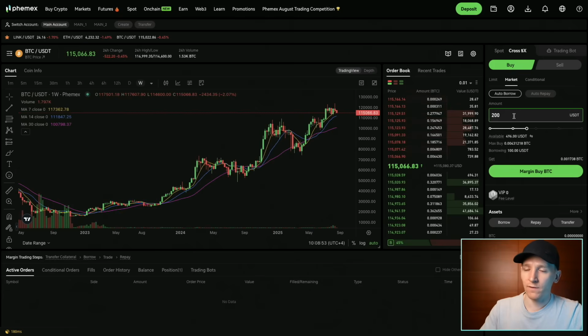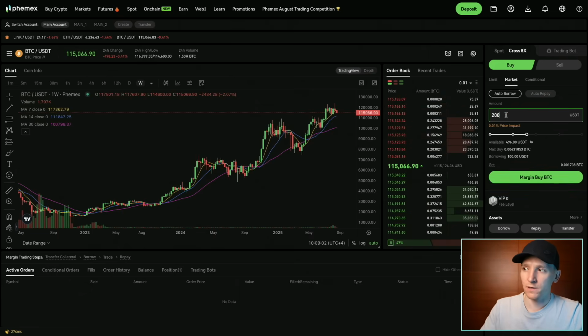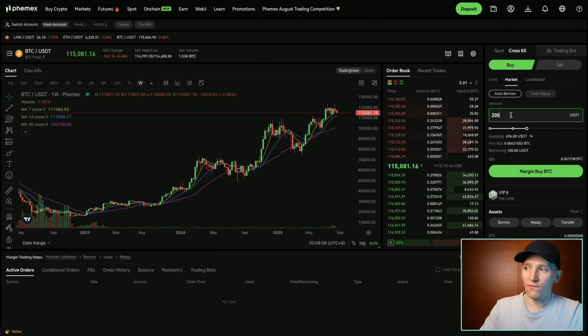Now my $100 is here in order to pay for any potential losses. Now if I'm opening a $200 trade size, that means that I can fund 50% of this position. So even though it says cross 5x, really, because I've got $100, the effective leverage that I'm using now is 2x, which is 100 times 2, $200 trade size. So I can open any amount that I want.